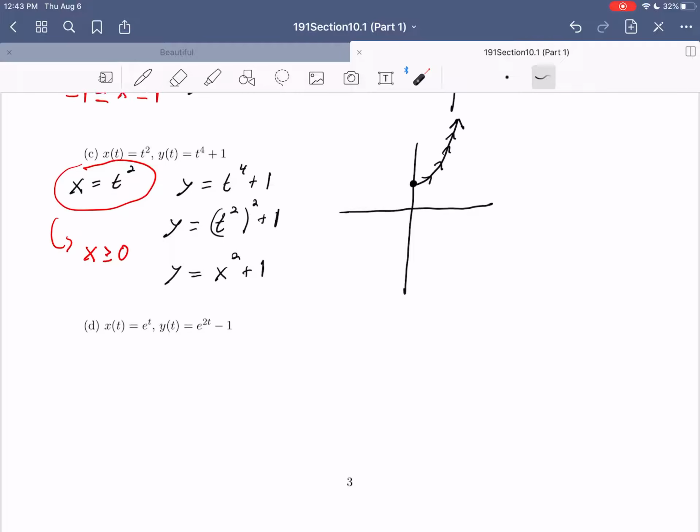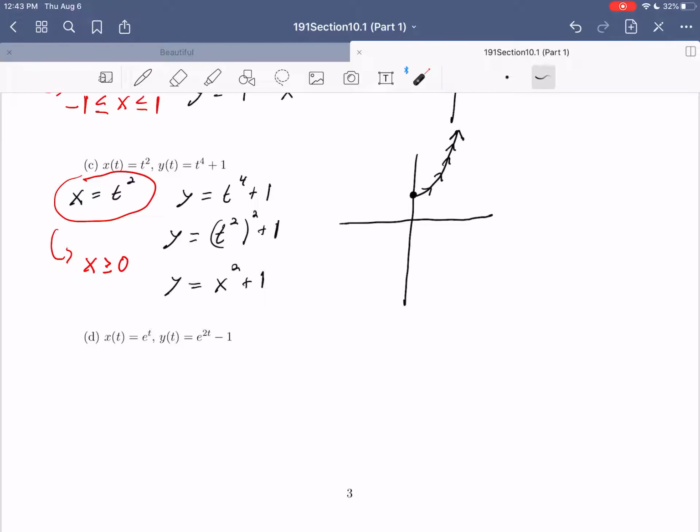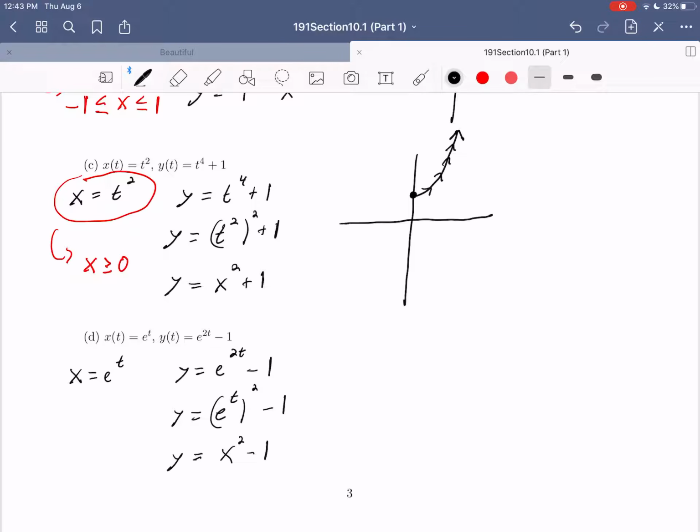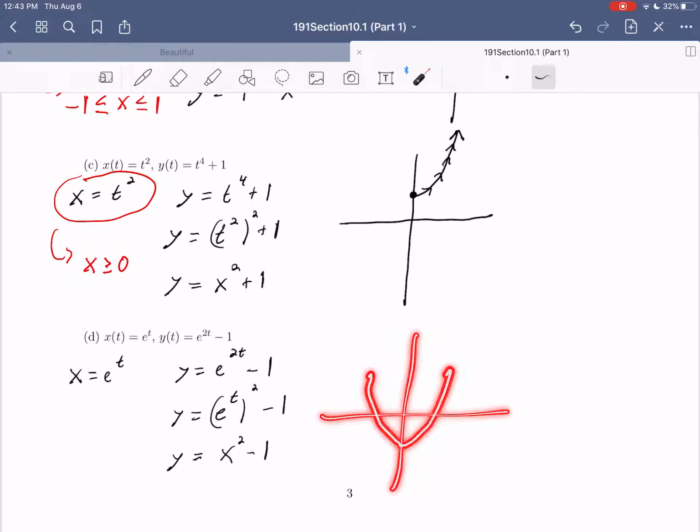So for our very last one, we have x of t equals e to the t, y of t equals e to the 2t minus 1. Same idea. Let's see how we can rewrite this. We have e to the 2t minus 1. Notice we can view that as e to the t squared minus 1. So that means we really have y equals x squared minus 1. Once again, you know what that looks like. That's going to be a parabola that's been shifted down 1 unit.